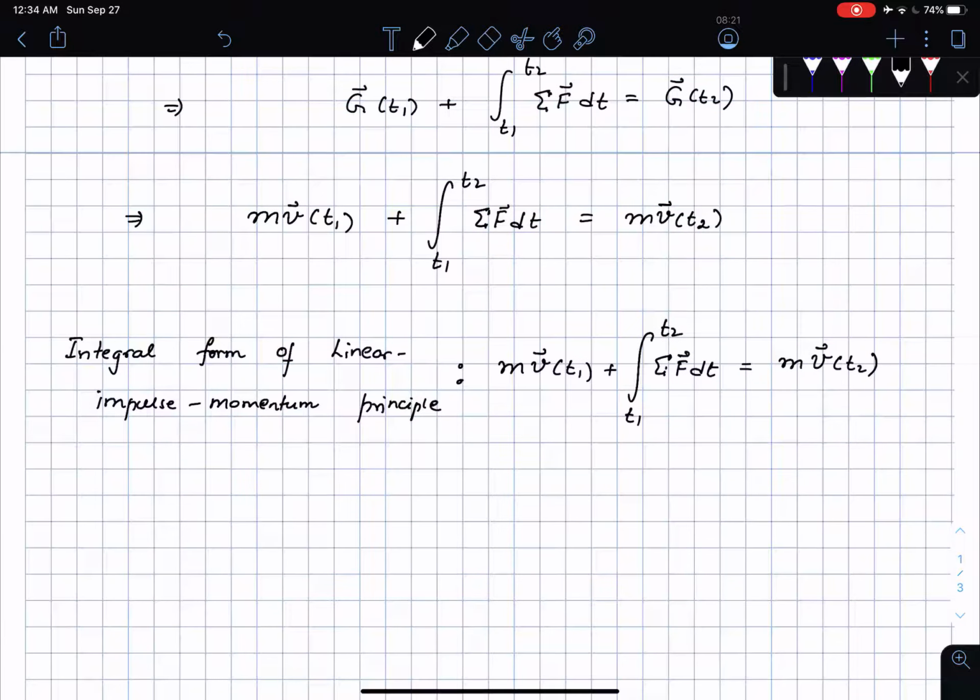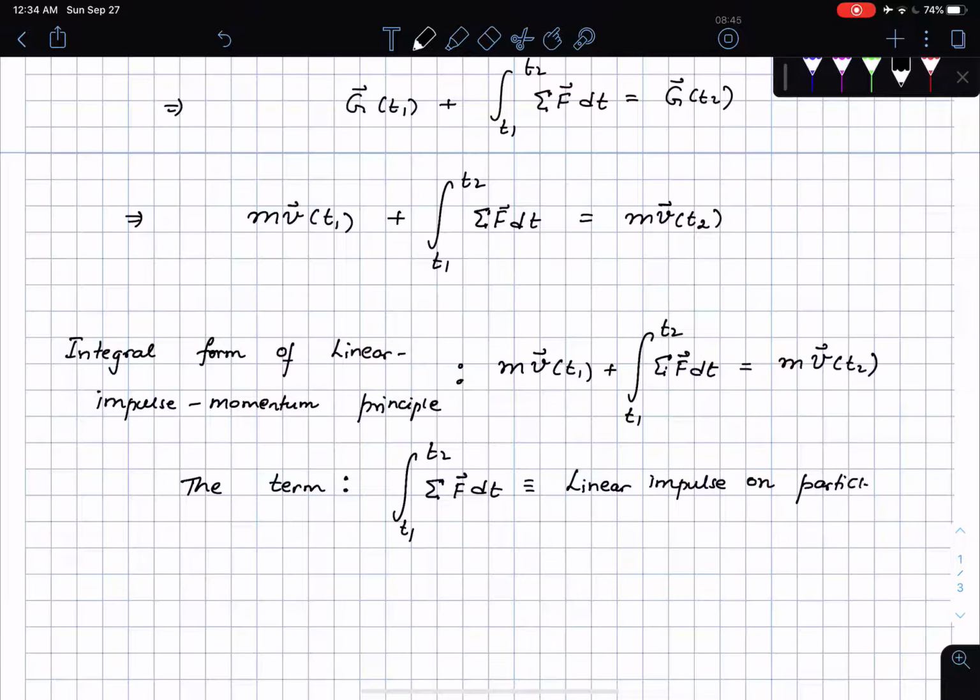And we have something nice here. The term integral t1 to t2 of F dt is called the linear impulse on the particle between t1 to t2. Okay, so this is a definition here. So this is called a linear impulse. Impulse is essentially force times time. And so this tells us that the total linear impulse on the particle from time t1 to t2 is equal to the change in the linear momentum of the particle. That's essentially what it is telling us.